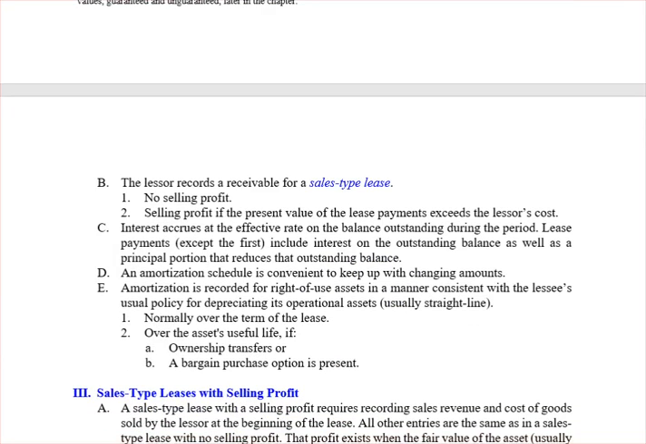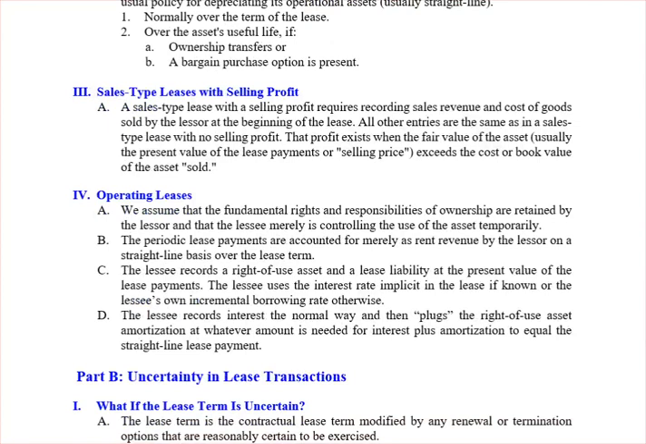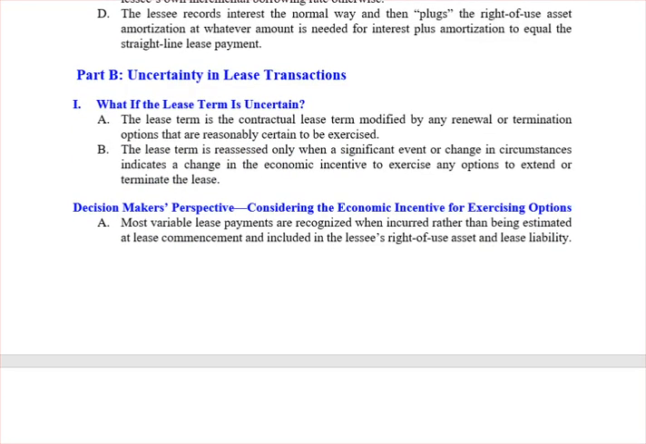The lessor records a receivable for a sales type lease. If there is a selling profit, that is, it's an inventory type item, you're going to have to record it as if you were removing an inventory item from your books and recording revenue. It's discussed here. Okay, operating leases. That's discussed. I've gone over it a lot.